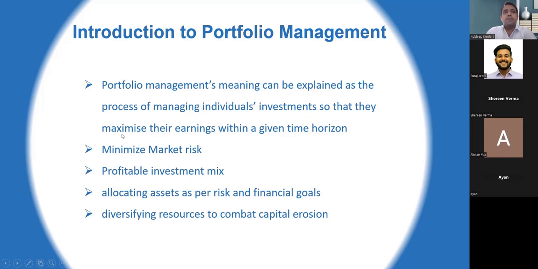So it basically says the portfolio management meaning can be explained as the process of managing individual investments so that they maximize their earning within a given time horizon, minimize market risk, and build a profitable investment mix. All the investment assets should be mixed in a way that gives you profitable returns. Allocating assets as per the risk and the financial goals. Now, this is very important.